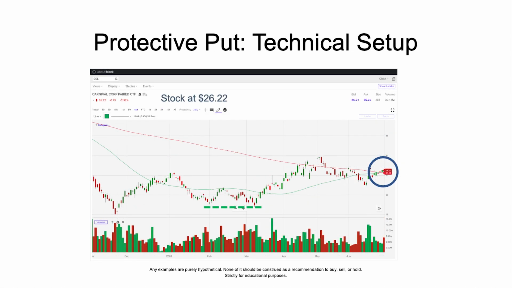For the next strategy, let's take a look at the first technical scenario that we looked at, but this time we're going to set it up just a little bit differently. Here, again, we have the situation where the stock has been rising slightly after a double bottom. The stock's currently trading at 26.22, and we've got the crossover of the moving averages, so we're fairly bullish at this point, but perhaps a little bit hesitant.